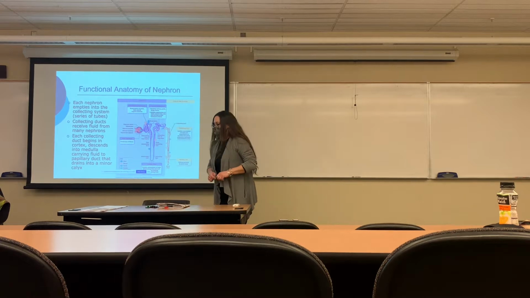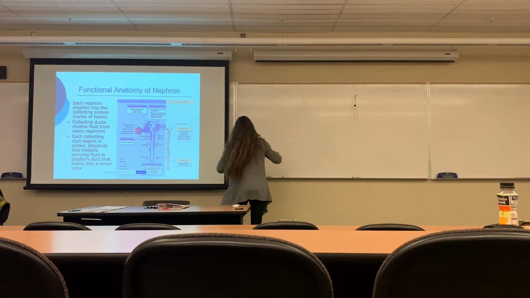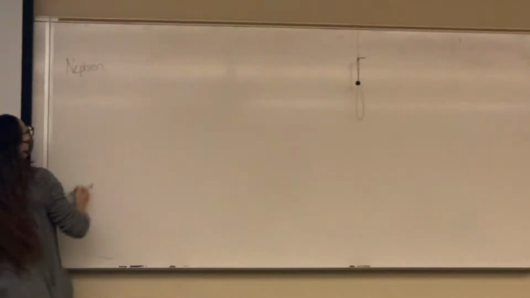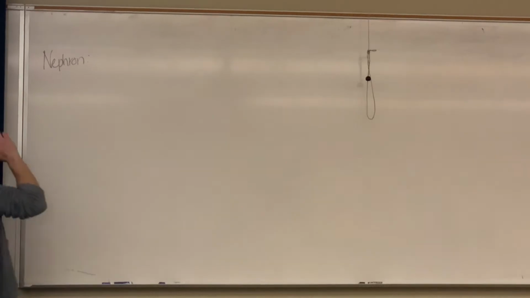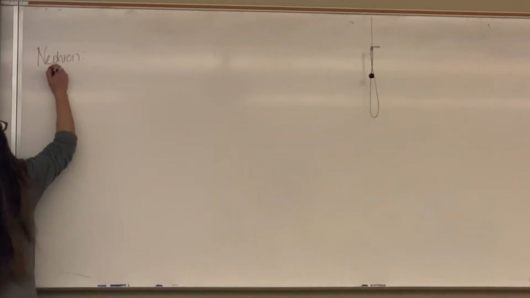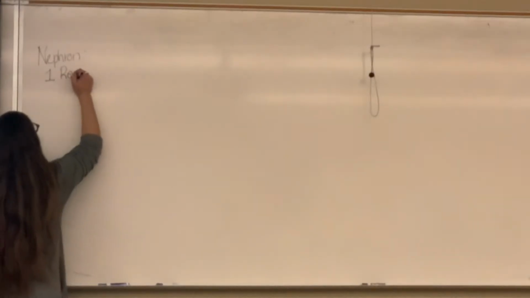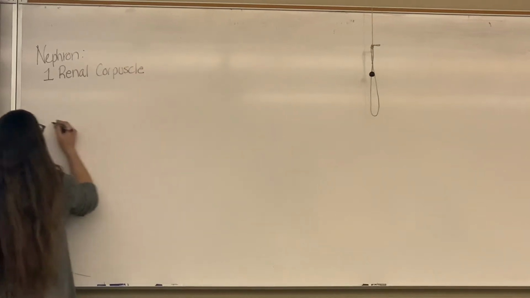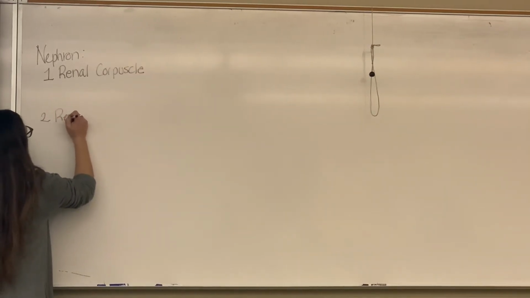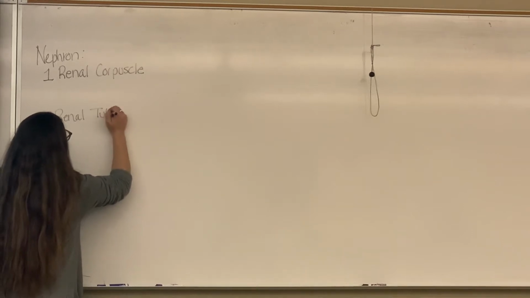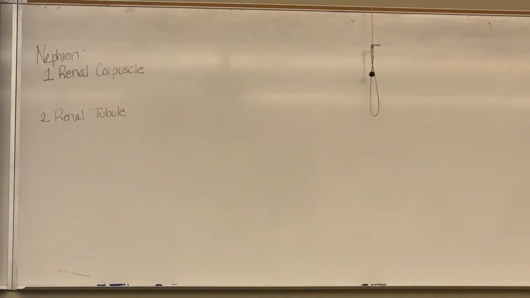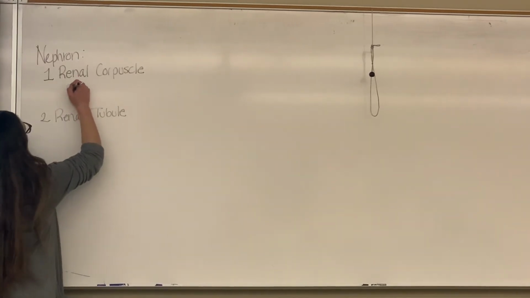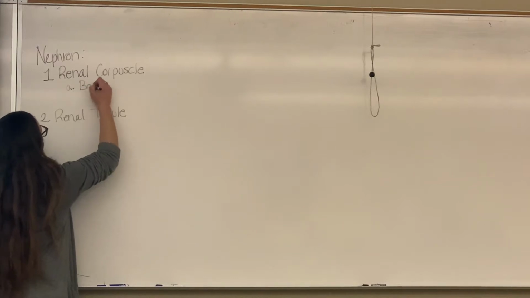All right, let's use this one. Okay, so we're going to see the nephron. The nephron is the smallest functional unit of a kidney. It consists of 2 parts. The first part is called the renal corpuscle. The second part is called the renal tubule. Now, the renal corpuscle consists of parts. The renal corpuscle consists of Bowman's capsule.